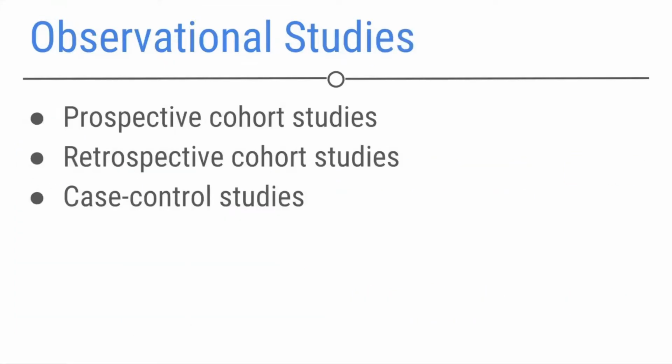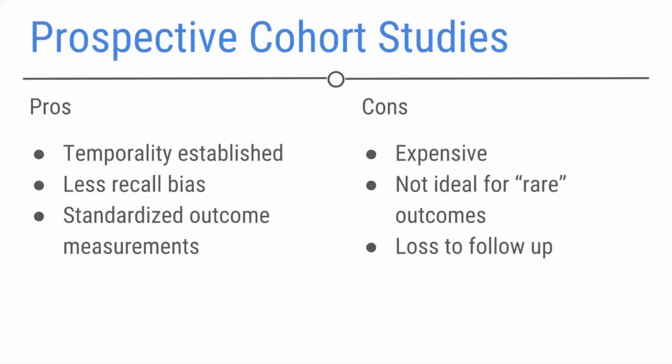So let's focus on three types of observational studies. Prospective cohort studies are studies in which a group of people are followed over time to assess the relationship between an exposure or treatment and an outcome. The key here is that the study is prospective, in other words, forward-looking as opposed to retrospective or backwards-looking. In a prospective study, at the time of enrollment, none of the participants have experienced the outcome of interest.